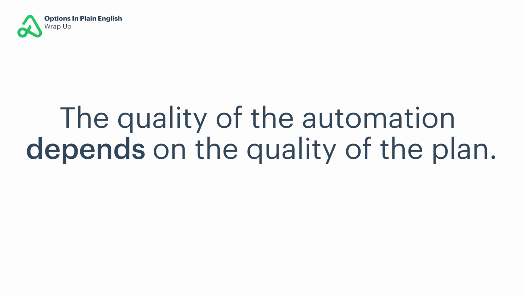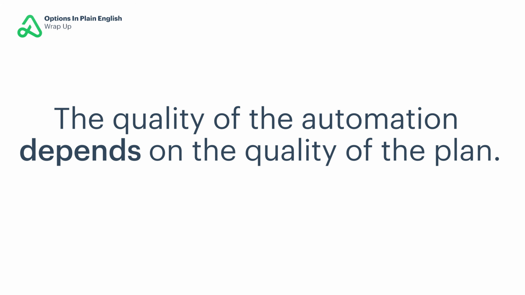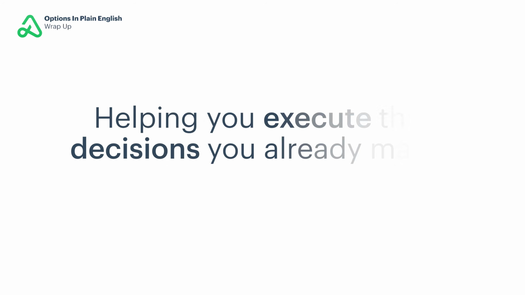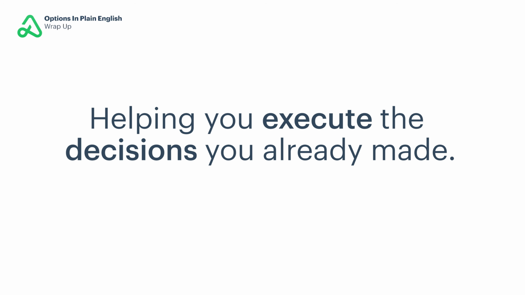And that means the quality of the automation depends on the quality of the plan. If your plan is vague, your automations will be vague too. If your plan is emotional, your automation will not fix that. But if your plan is clear, automation can help you follow it consistently. And that's the real power. Automation is not about replacing your judgment. It's about helping you execute the decisions you already made.